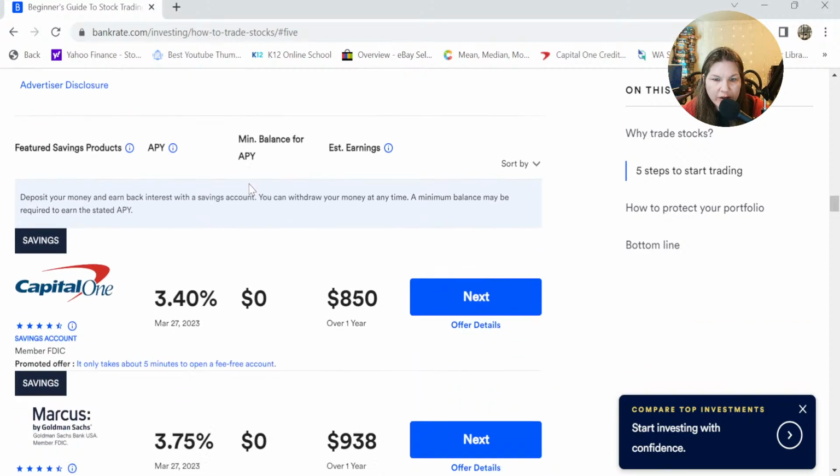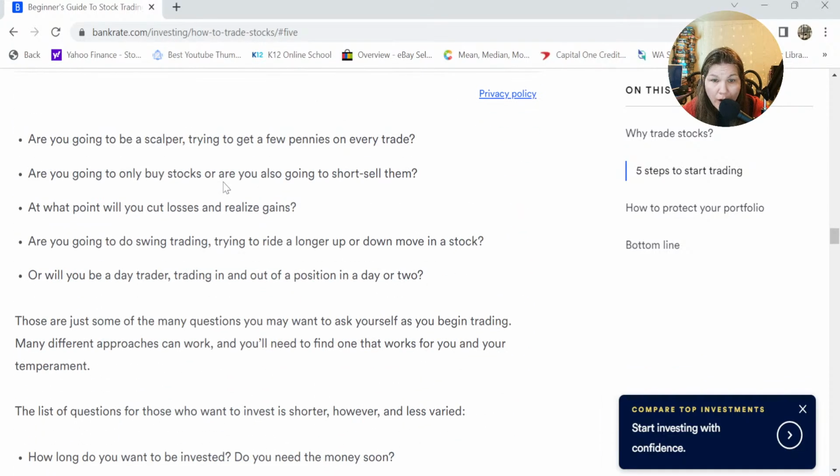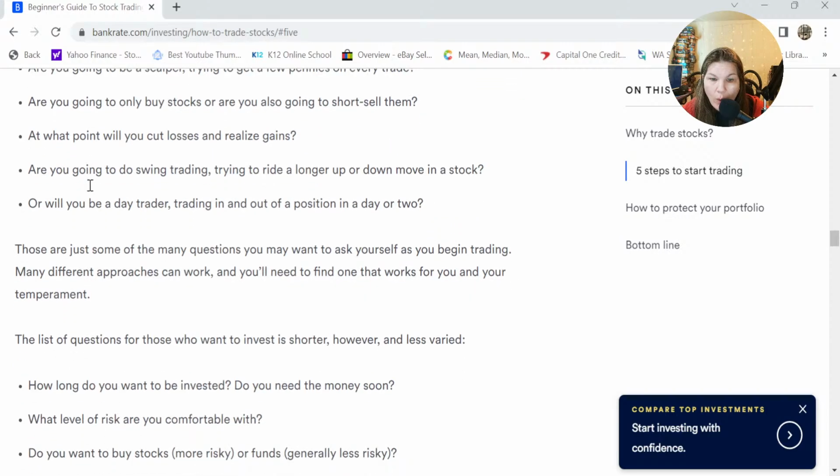So you decided you want to trade stocks. What kind of strategies are you going to use? Are you going to be a scalper, trying to get a few pennies on every trade? Or are you going to only buy stocks? Or are you also going to short sell them? At what point will you cut losses and realize gains? That's what we're talking about. Like, are you going to cut it at 15 cents? You have to have that all planned out, guys.